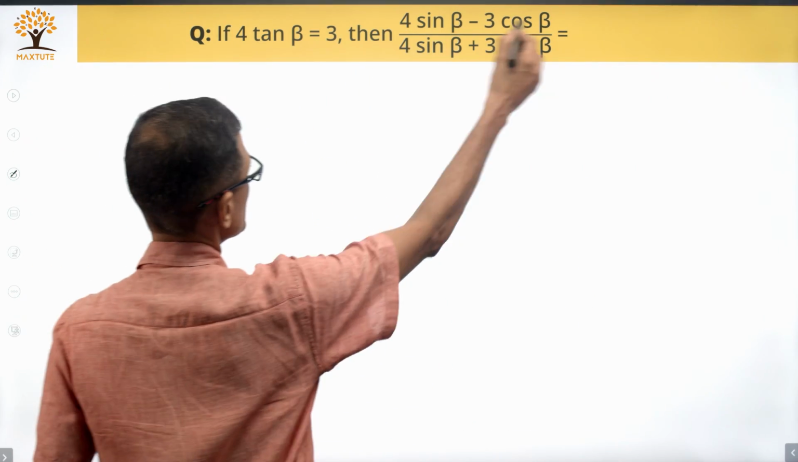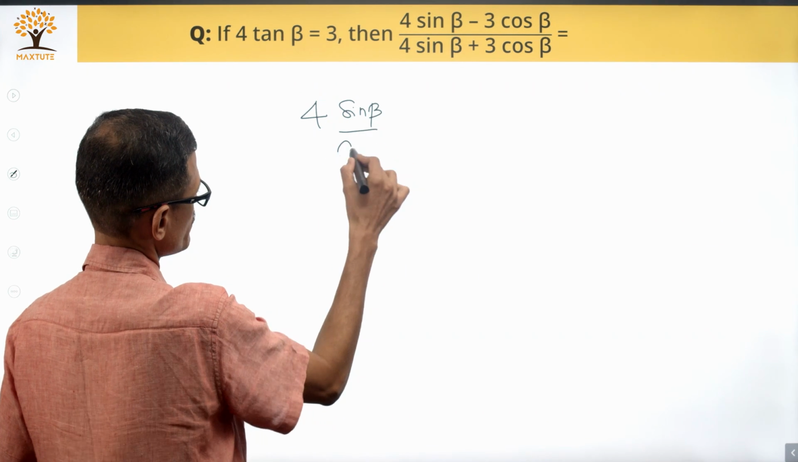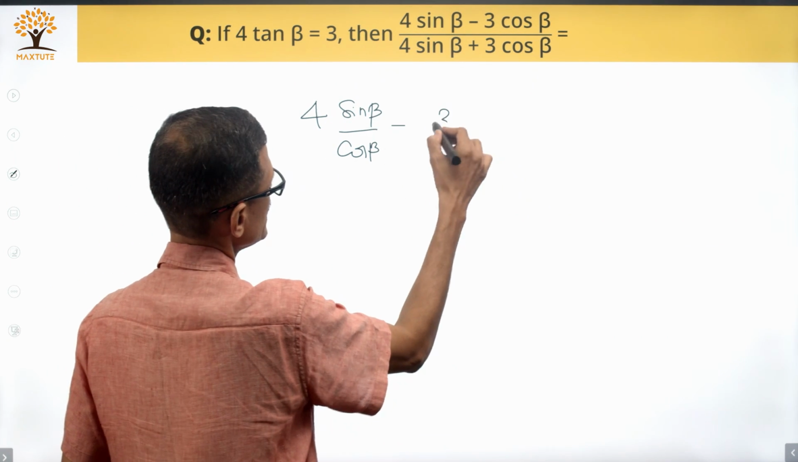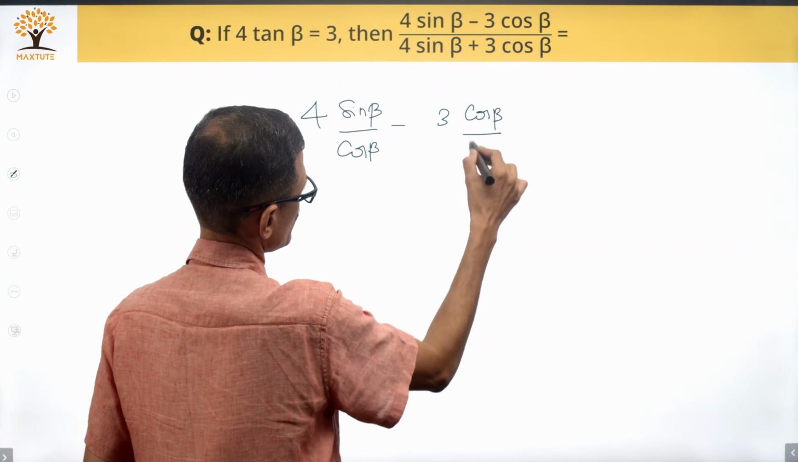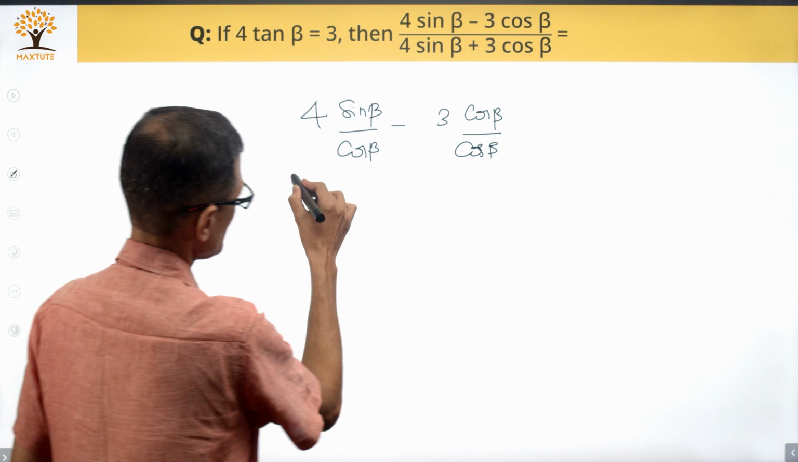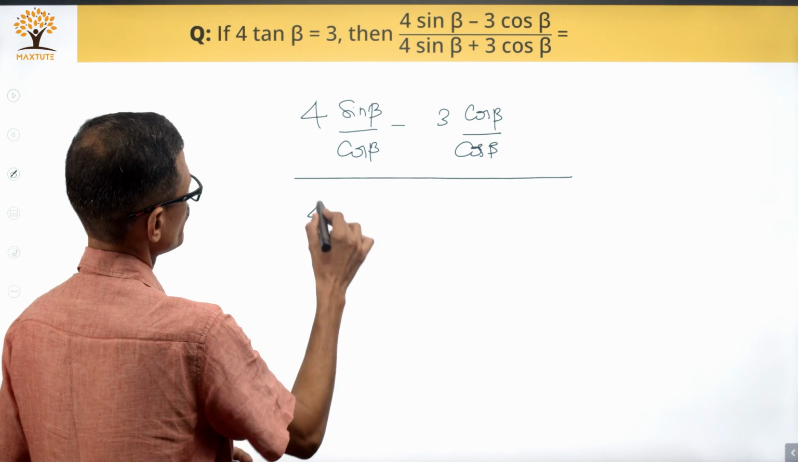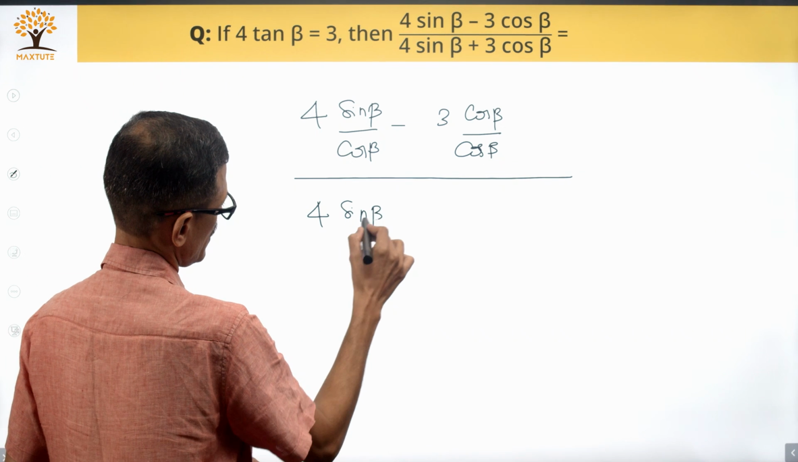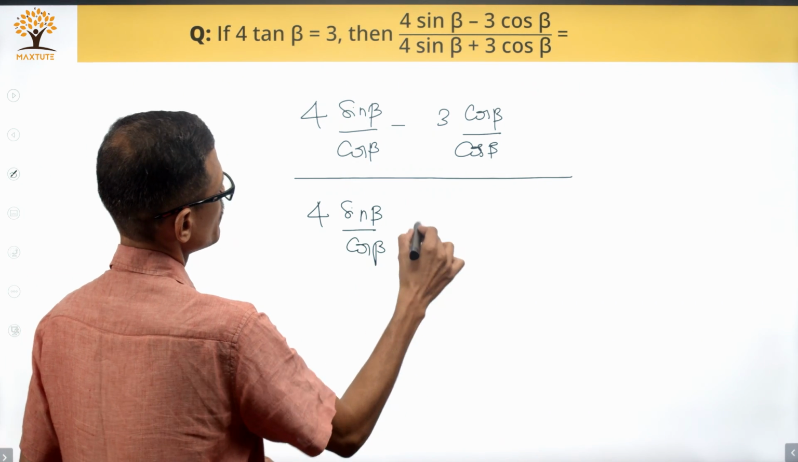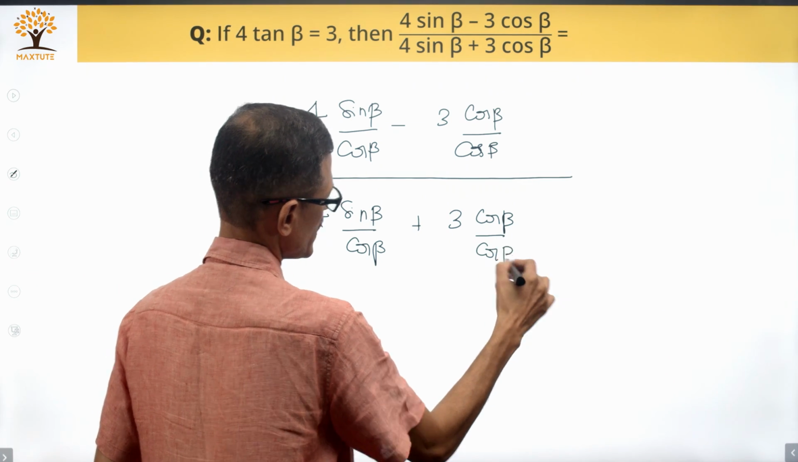So if I divide the numerator by cos beta, I'll get 4 sin beta upon cos beta minus 3 cos beta upon cos beta. We divided the numerator by cos beta. We'll divide the denominator also by cos beta, so the value does not change, the expression holds good. So 4 sin beta upon cos beta plus 3 cos beta upon cos beta. It is the quickest way to solve it.